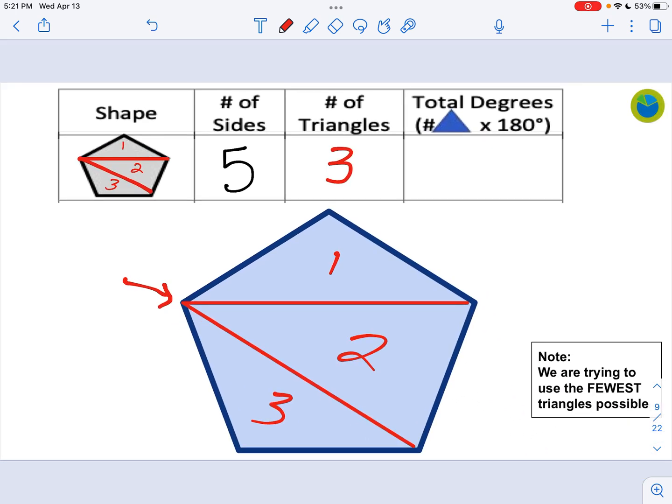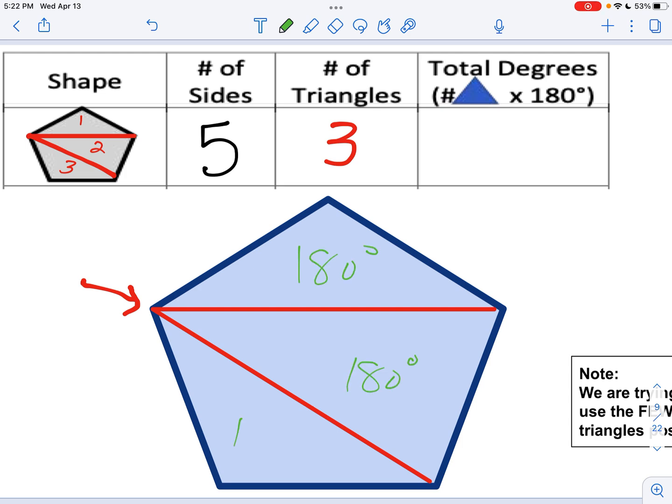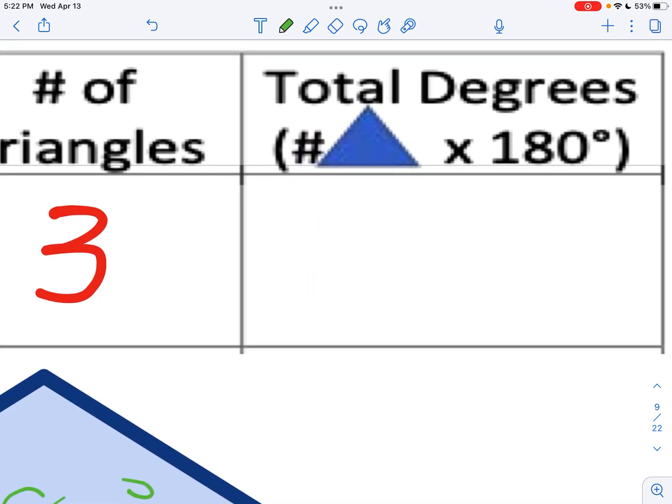So if I want to know the total number of degrees, again, we learned yesterday each triangle is 180 degrees. So this one's 180 degrees, this one's 180 degrees, this one's 180 degrees, or the shortcut, if I don't want to add those 3, is to say there's 3 of them. So in this last one, this says number of triangles. There are 3 triangles times 180 degrees. Put that into your calculator and write down your answer. See if you can beat me to it.